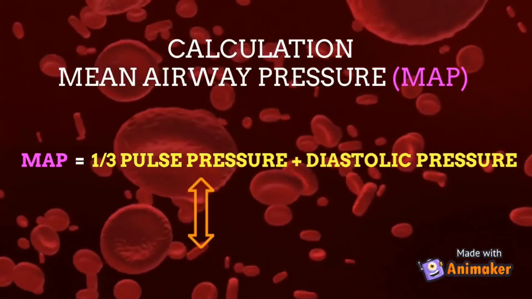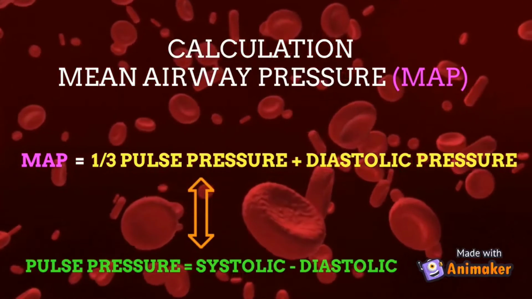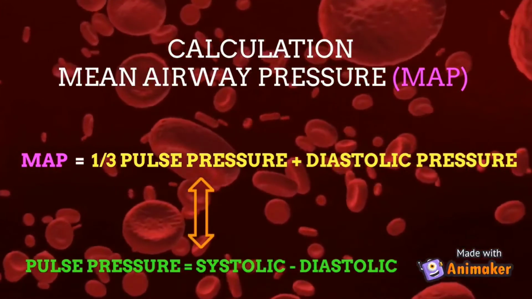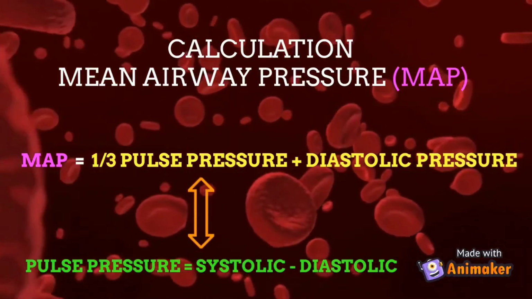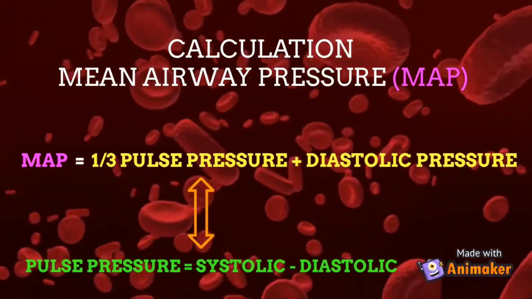Calculation of mean arterial pressure. Let's see the formula for mean arterial pressure. Mean arterial pressure equals 1/3 times pulse pressure plus diastolic pressure. Pulse pressure can be calculated as pulse pressure equals systolic pressure minus diastolic pressure.